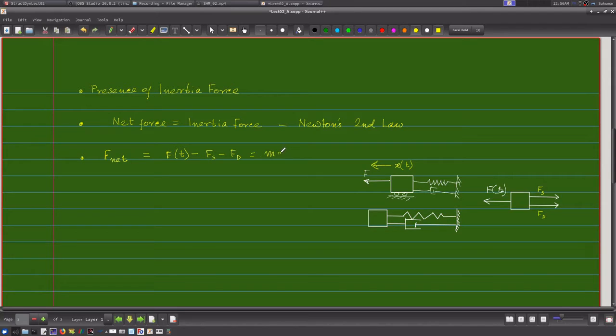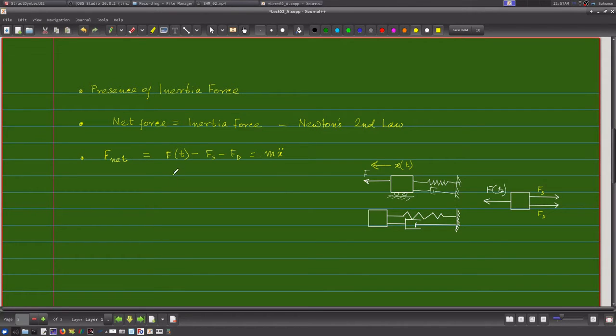If x is the deformation, I know that the second order time derivative of x will give me the acceleration, and therefore I am writing it as x double dot. In the last class we saw that a dot represents differentiation with respect to time, and the number of dots represents the order of differentiation. Since it is a second order differential, I am using 2 dots. Therefore F net is equal to mass times the acceleration.